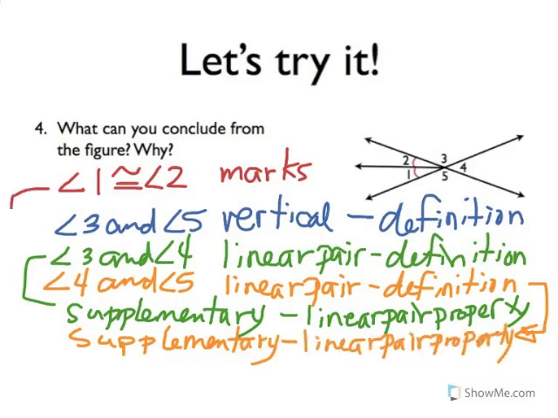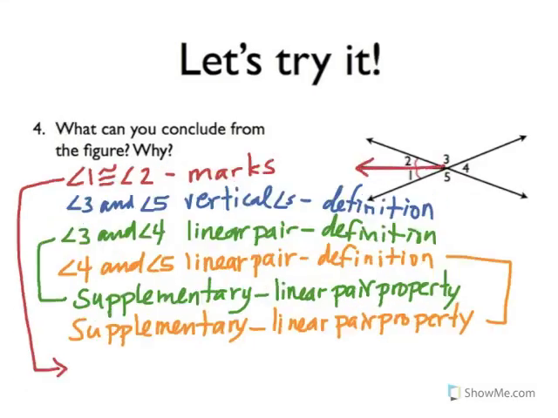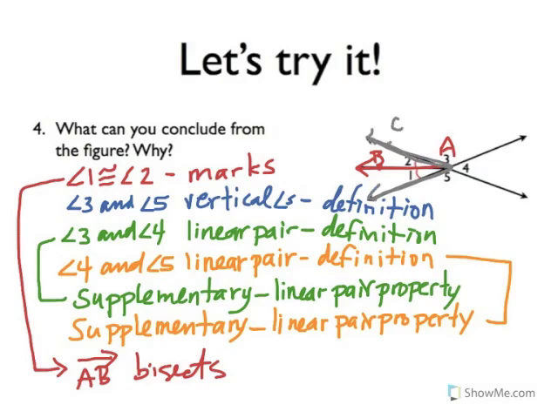Moving back to angles 1 and 2, if we look at this ray right here, let's give it a name, shall we? Let's call it AB. So ray AB bisects the angle made up of angles 1 and 2. Let's also give that a name. Shall we call that CAD? So ray AB bisects angle CAD. And that is by definition as well. I'm sure that there are plenty more things that you can conclude from this figure as well.